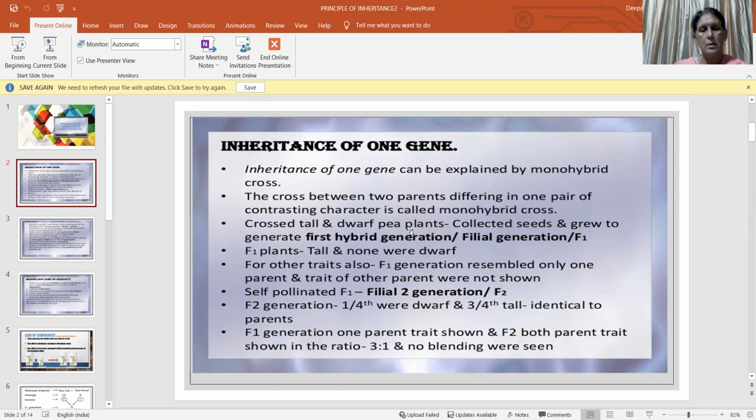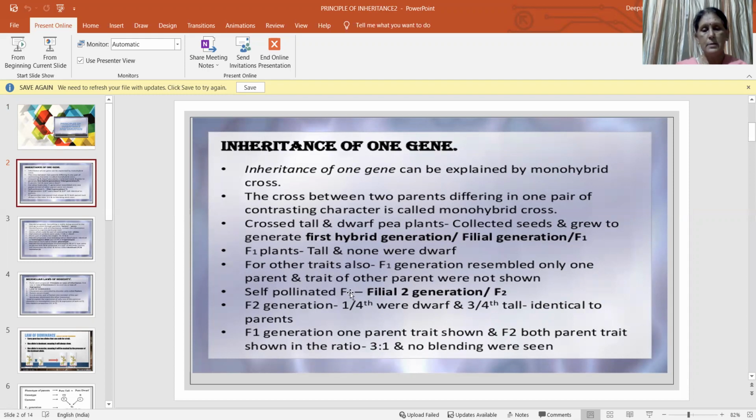So when tall and dwarf pea plants are crossed together, the first generation hybrid plant is called the F1 generation or filial generation. F1 plants in a monohybrid cross are always tall and none are dwarf. For other traits also, the F1 generation resembles only one parent, and the trait of the other parent is not shown. So in the F1 generation, all offspring are tall, but dwarf plants are not found.